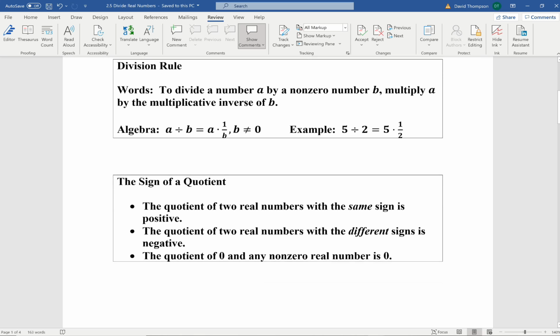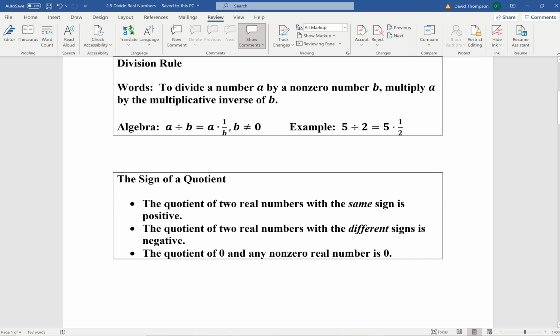And some basic rules about the sign of a quotient. The quotient of two real numbers with the same sign is positive. The quotient of two real numbers with different signs is negative. And the quotient of 0 and any non-zero real number is 0.